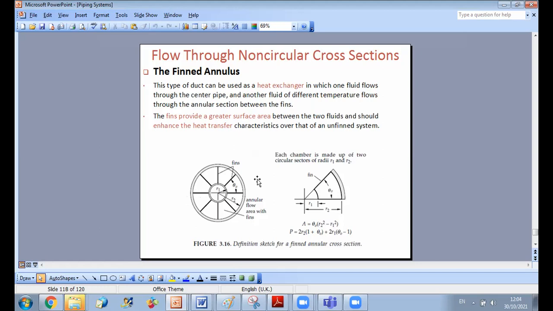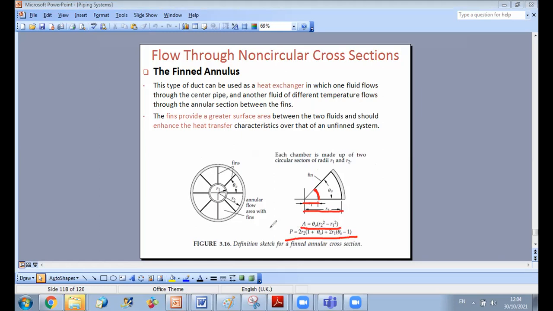So if you look at this figure, what we need to know for each chamber is the angle between two fins, and we need to determine the inner and the outer radius of our annulus flow. Okay, so these are the geometrical characteristics required. From these geometrical characteristics we also need the area A and the wetted perimeter, so we can get the hydraulic diameter.